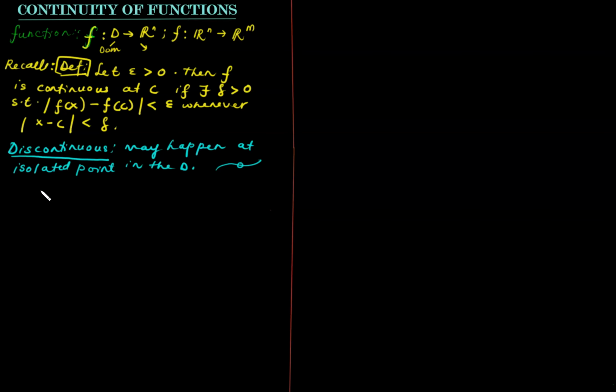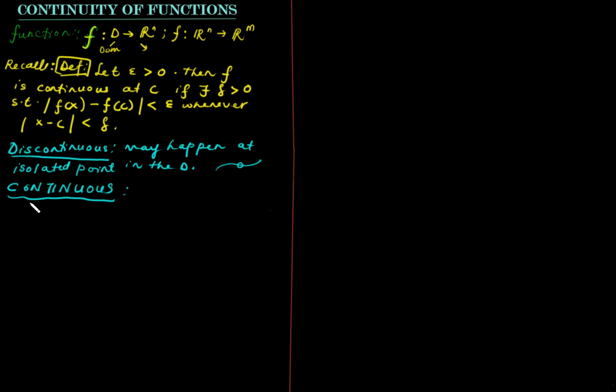Alright, now let's pay attention to continuity in this video, and I'll definitely try to do a video on discontinuity. So let's see, continuous. We know the definition from above. Again, let epsilon be greater than 0, then there exists delta greater than 0 such that the absolute value of f of x minus f of c is less than epsilon whenever the absolute value of x minus c is less than delta.